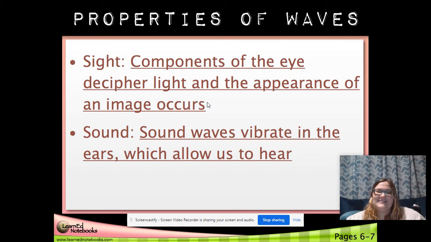Remember, light travels faster than sound. Sound travels fastest through a solid, slowest through a gas. So sound, when it's tightly packed, like a desk, is going to travel faster than just the air, but the speed of sound is still very fast.